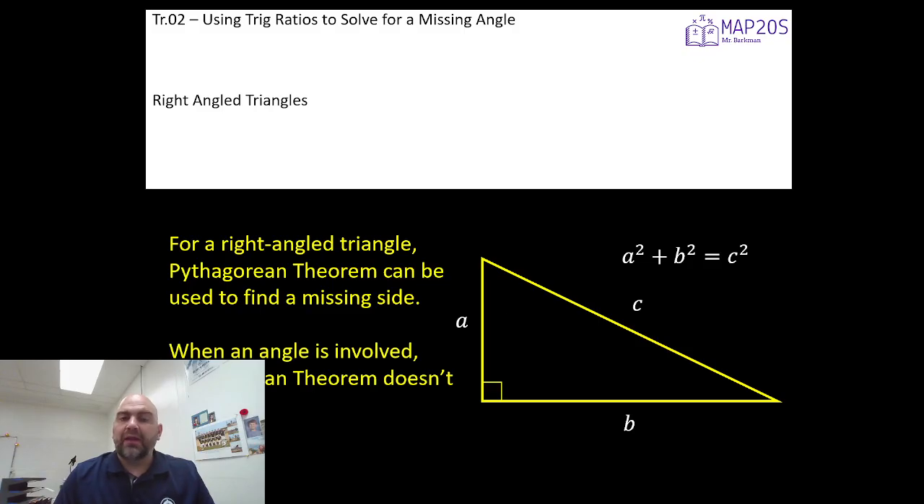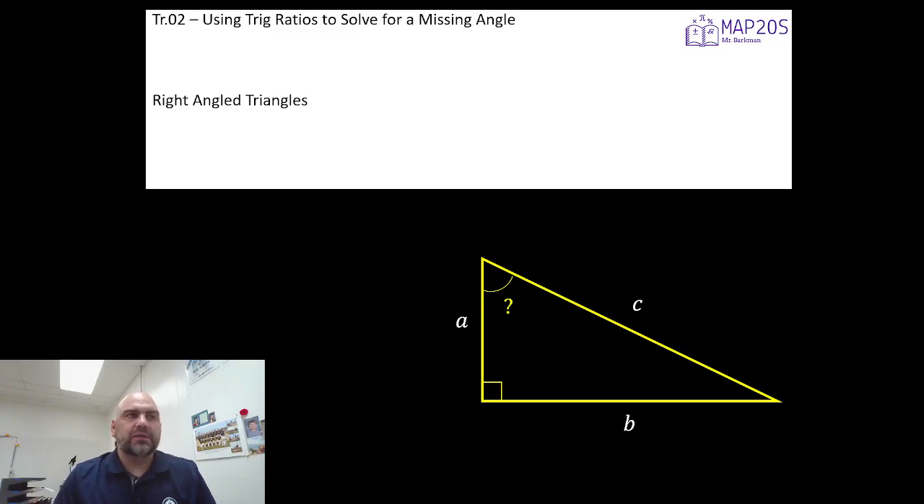Now, when we have an angle involved, something like this here, the Pythagorean theorem doesn't help us anymore. It's not something that we're going to use anymore. We now need to use something different so we can solve for the angle measure, or we use the angle measure in order to solve for a specific side. And this is where our trig ratios are going to come in. Let's take a look at how we're going to use them.